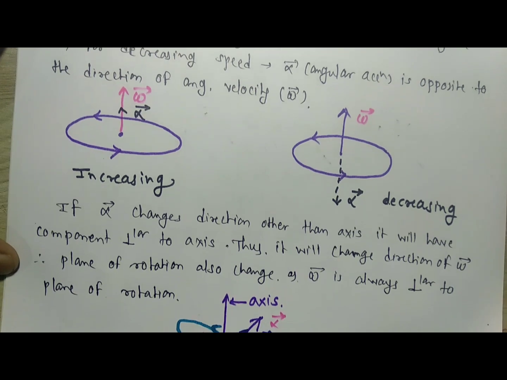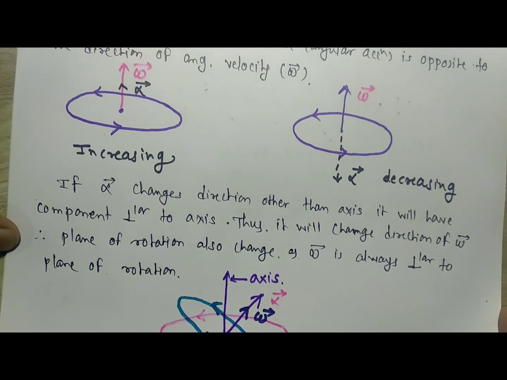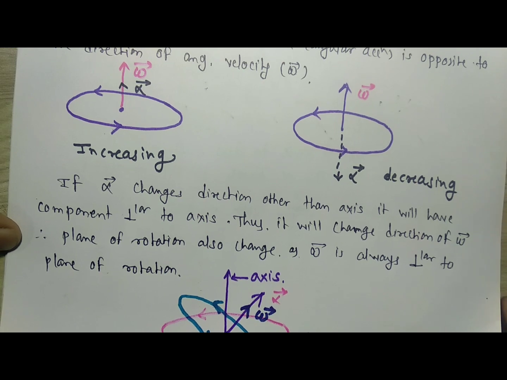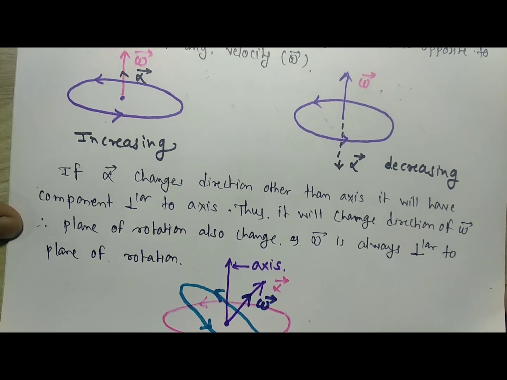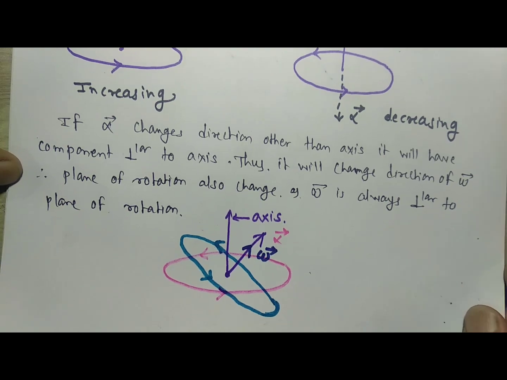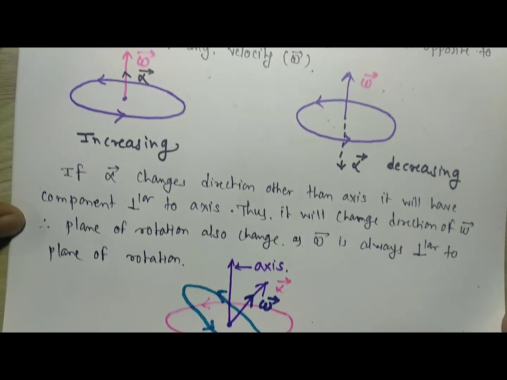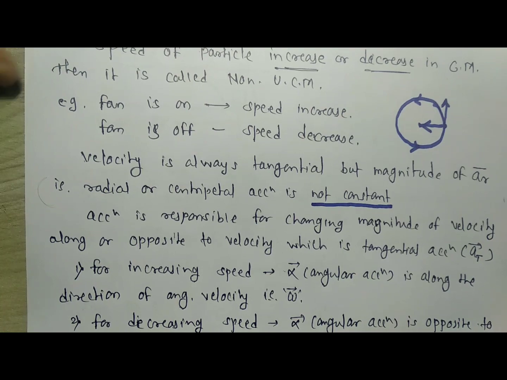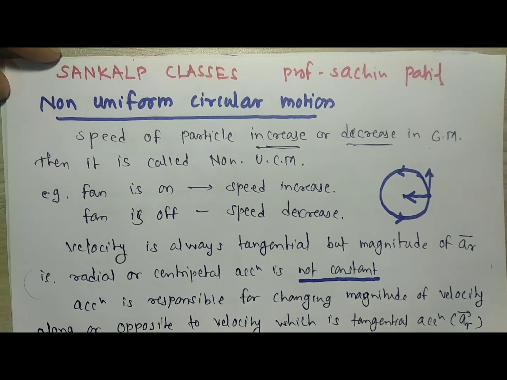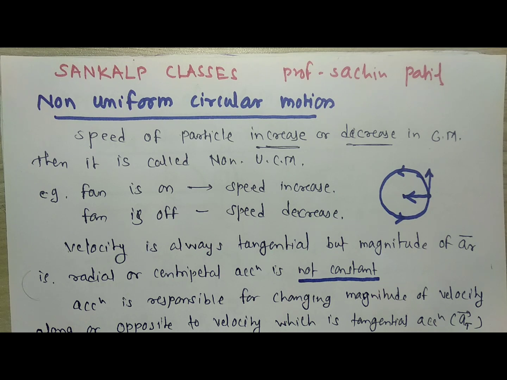Increasing or decreasing speed of the particle, omega and alpha are along and opposite to the direction of angular velocity. If alpha changes the direction, its component is perpendicular to the axis, and you will get a change in the direction of omega also, but omega is always perpendicular to the plane of rotation, and therefore you will get a change in the direction of the plane of rotation. The plane of rotation also changes, and this is the consideration related to non-uniform circular motion.